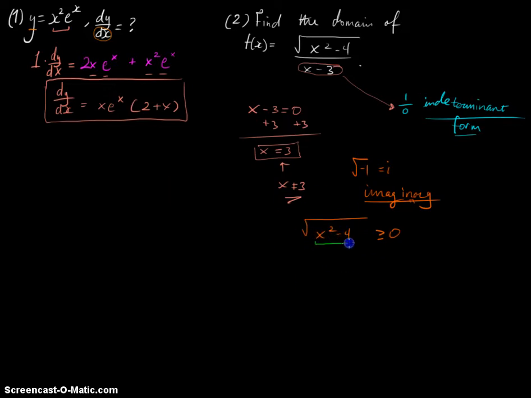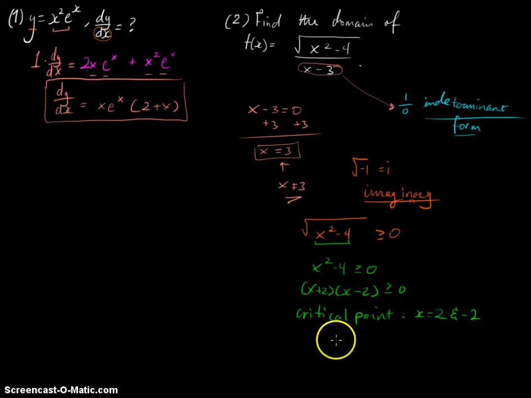Because we only look at the inside part. So we see x squared minus 4 is greater than or equal to 0. Since if this is negative, then the square root is negative, which makes it imaginary. Understand? So we can't have that. So we can factor this into x plus 2 times x minus 2 is greater than or equal to 0. Then our critical points are x equals 2 and negative 2.